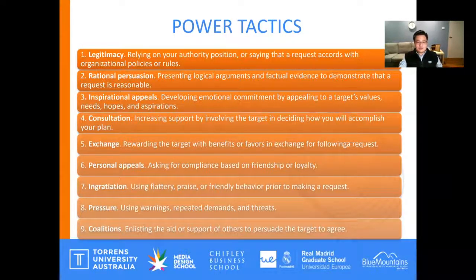Invitations use flattery, praise, or friendly behavior prior to making a request. Similar to personal appeals, you could come down to your employees, be friendly, and ask them to do you favors. Definitely, I don't mean a personal favor, but a professional favor. If you ask your employees to do something outside of their job description, especially related to your personal affairs, then that is abusing power. It's a different topic. Normally, you shouldn't do that, right?